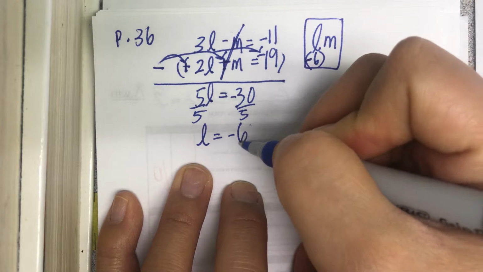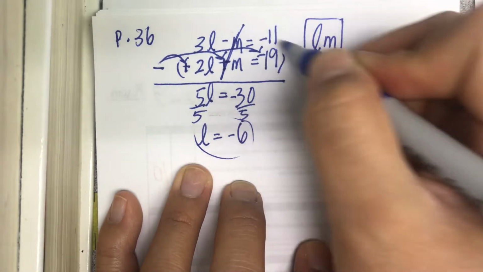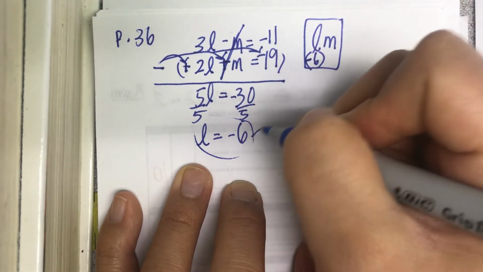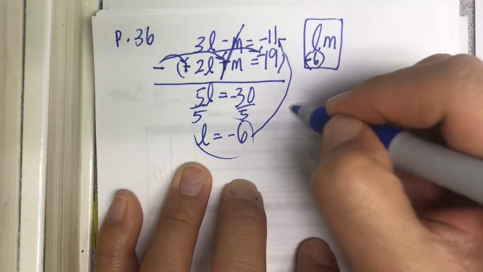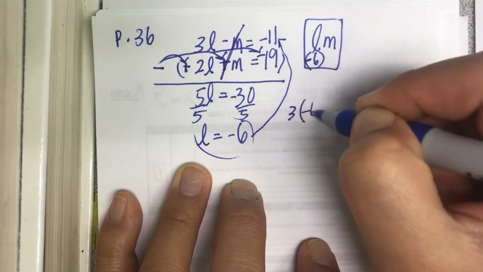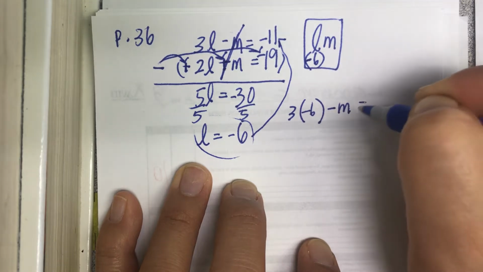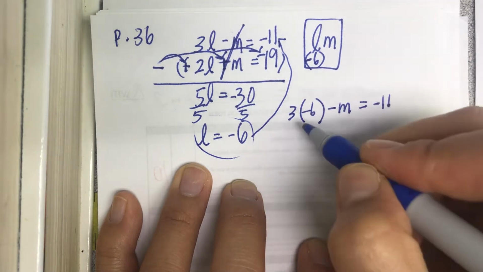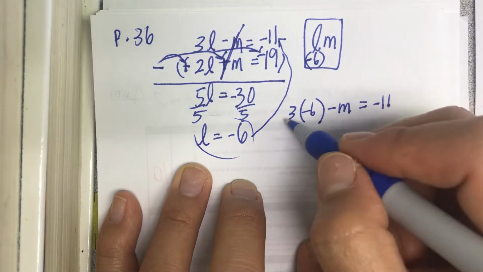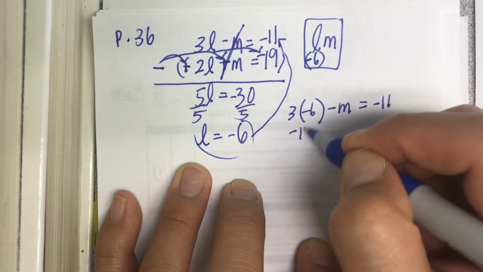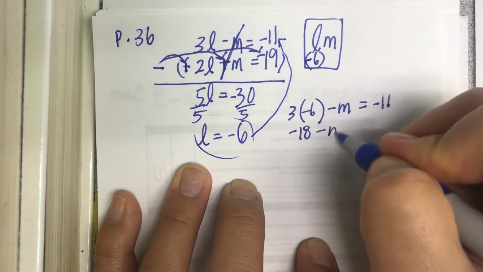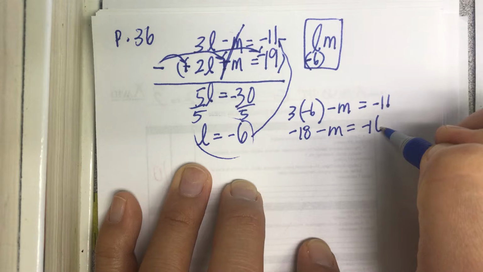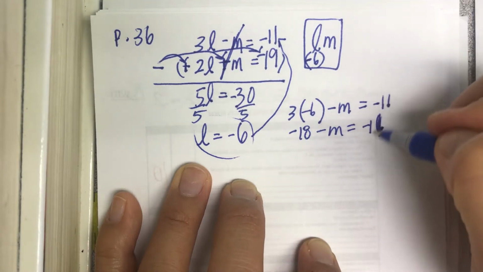I need to find out what M is. All I got to do is take one, plug it back into either one. It's going to be the same thing. So I'm going to plug it back into this one. So 3 times negative 6 minus M equals negative 11. Okay, so 3 times negative 6 is negative 18. Minus M equals negative 11.